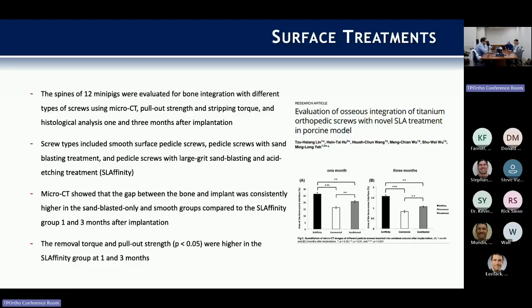So screw types included smooth surface pedicle screws with sandblasting treatment, and then pedicle screws with large grit and sandblasting, as well as acid etched treatment. The micro CT showed that the gap between bone and implant was consistently higher in the sandblasted only and smooth group compared to the etched group at 1 month and 3 months. And the removal torque and pull-out strength was higher in the group that was acid etched. So again, these surface treatments are showing that bone does have an affinity for them more so than more traditional screws.